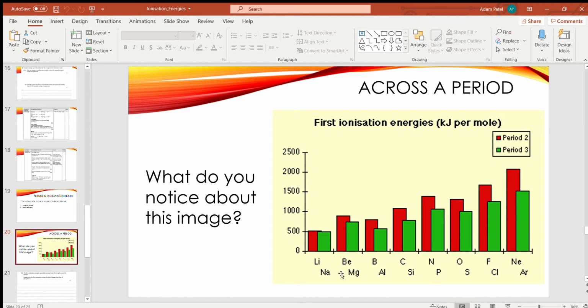Because boron's outer electron is in the 2p orbital rather than the 2s of beryllium, and 2p orbitals have a slightly higher energy than the 2s orbital and are slightly further away as well, your ionization energy would decrease. The reason is that because it's further away, there's less attraction between our nucleus and our outer electron.